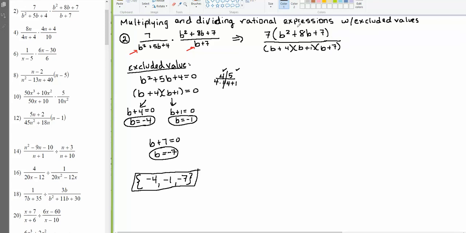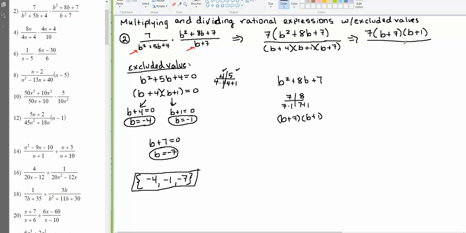And what needs to happen is we need to factor this top one, the top quadratic. And we need two numbers that multiply to 7 and add up to 8. And that's a 7 times a 1. So this is b plus 7 times b plus 1. So in rewriting this, we have the 7, because we can't forget about that 7. B plus 7 times b plus 1 over b plus 4, b plus 1, b plus 7.